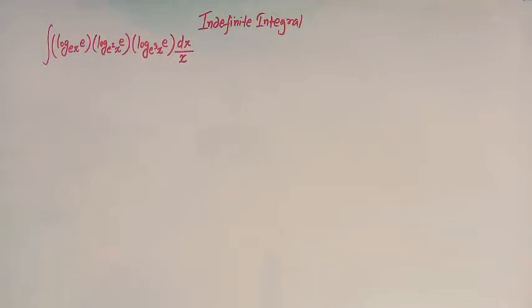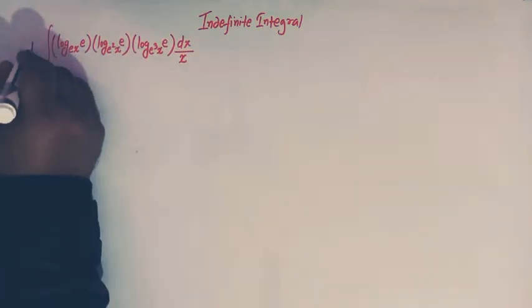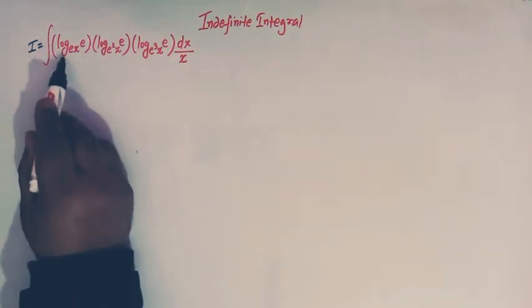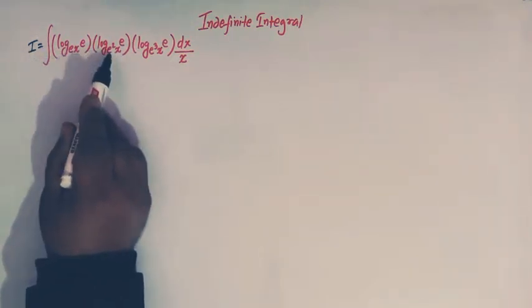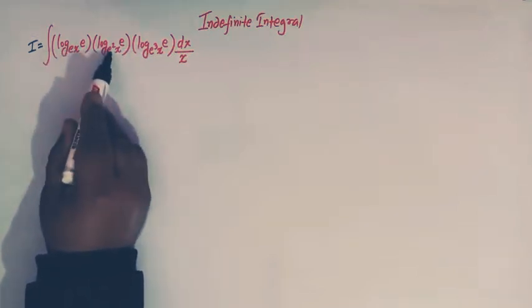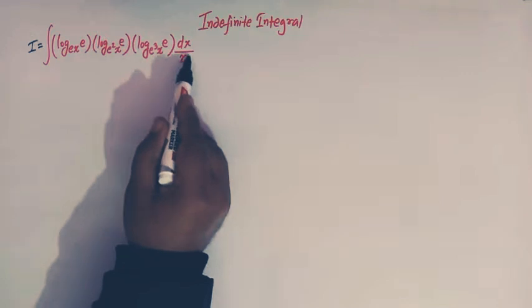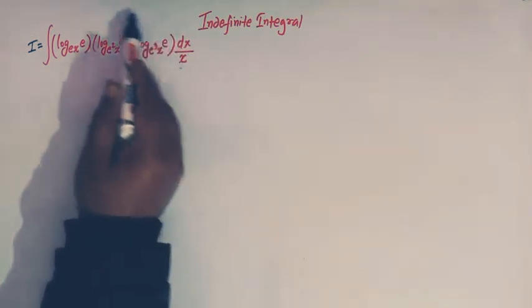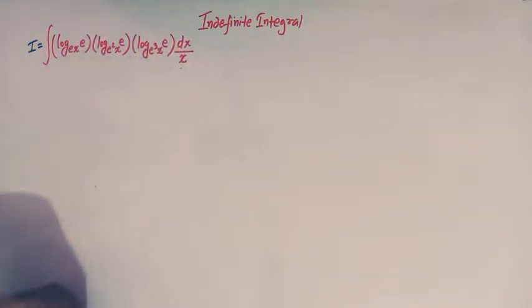So let us start. Now here let us first denote this integral by I, right? Now here we see that we have three terms, that is this one is first, second, third, and then we have x in the denominator, right? And we have to find the value of this indefinite integral.